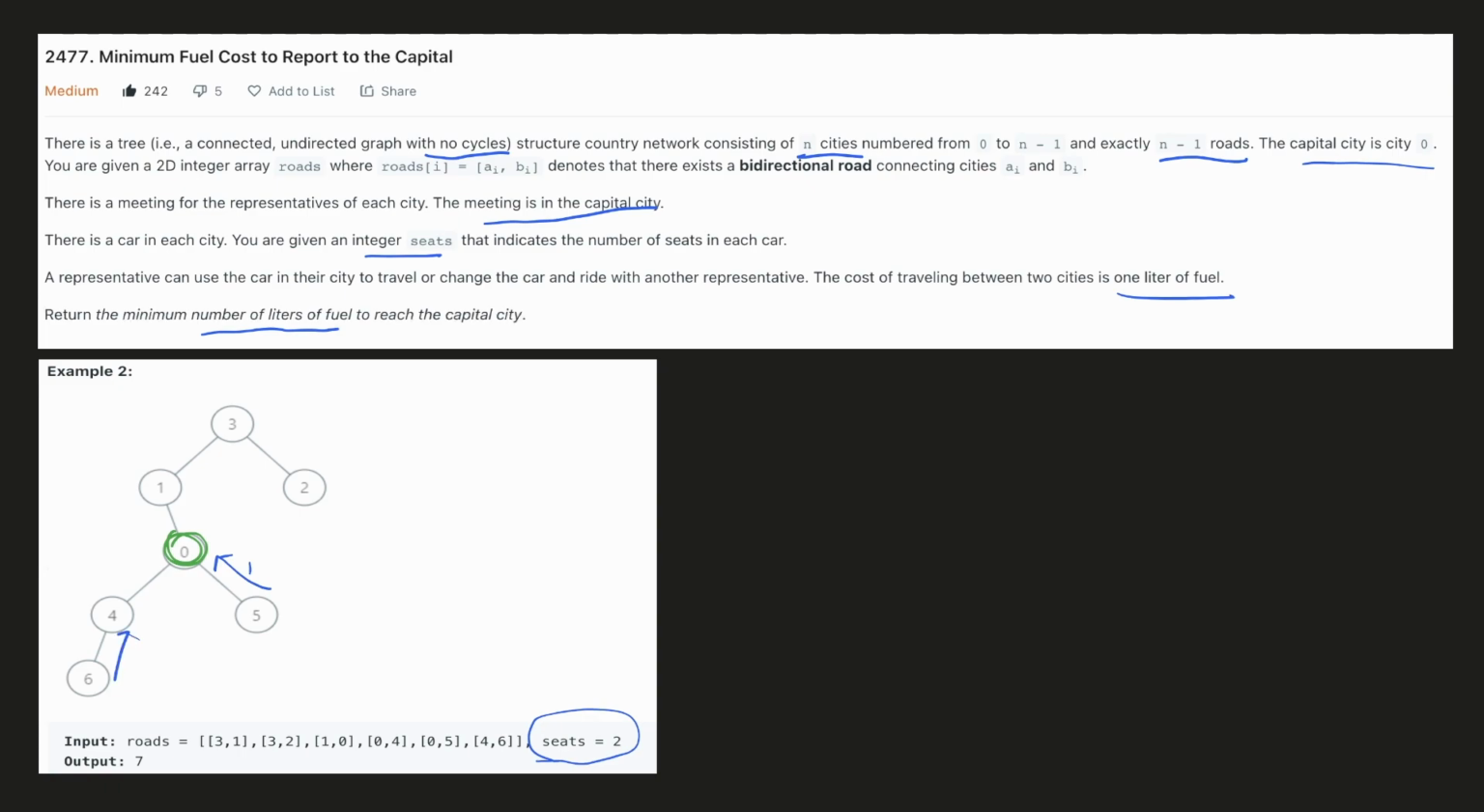From city 6, one person will travel to city 4 consuming 1 liter of fuel. And from there, 4 and 6 would pool their car and go to city 0. Hence, in total, it would take 2 liters.